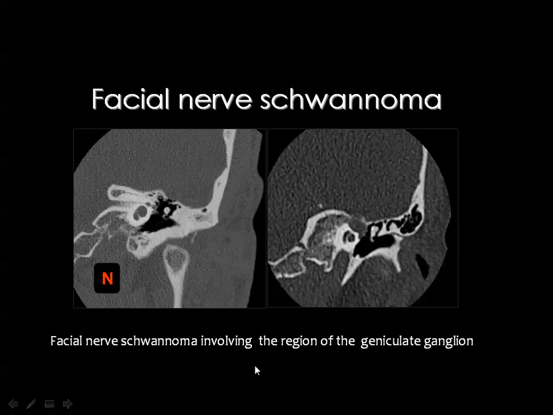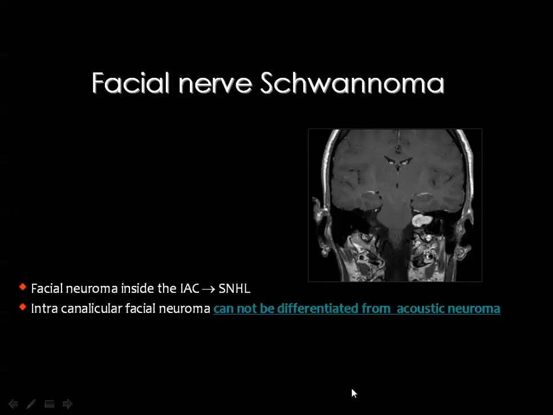And this is also an example. In normal cases, you see the cochlea with two dots above representing the segments of the facial nerve canal. But in this case, these two dots are not seen. They are replaced by a soft tissue mass which represents the facial schwannoma. You know that the facial nerve also goes inside the internal auditory canal, and the neuroma can arise from the facial nerve inside the internal auditory canal.